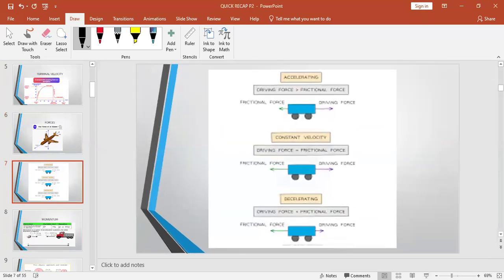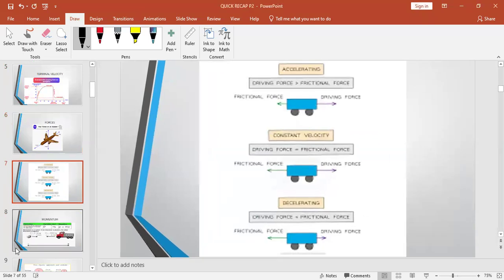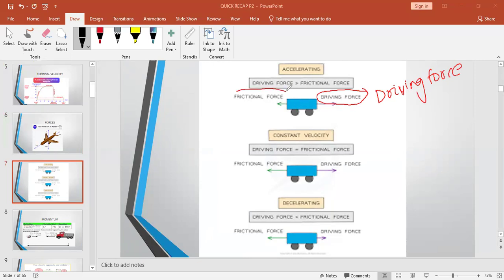Let's talk about the horizontal motion. For horizontal motion, if the car is moving in the forward direction, then that car is moving with its engine force, and that engine force or the forward force is known as the driving force. A swimmer moving in the forward direction in the water also has a driving force. The drag that the car is facing is the frictional force. So that frictional force is the drag force. So just use these words. These are the keywords.